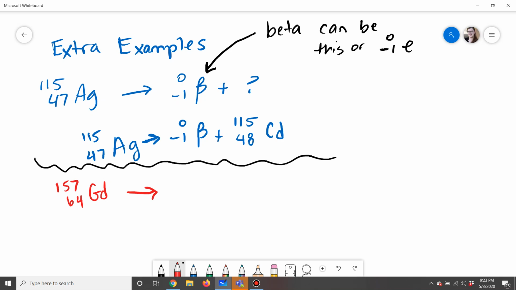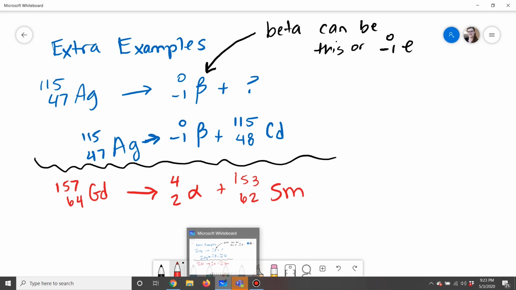Okay, so let's say this undergoes alpha decay, okay? This is the 4 and the 2, and I can write alpha, or I can write He, because all it is is a helium nucleus, right? Atomic number of 2 is helium. But I'm going to write it like this. Okay? So all I need to figure out is 2 plus whatever is equal to 64. That's 62. 4 plus whatever is 157. So it's 153. Now all you need to do is figure out what number 62 is, and that's samarium, which has the symbol Sm.